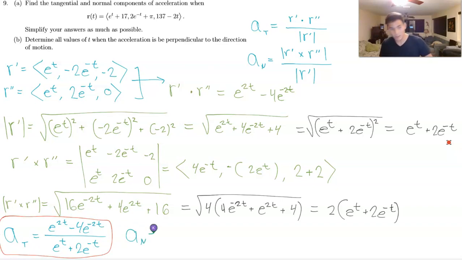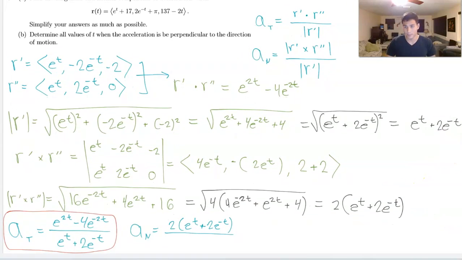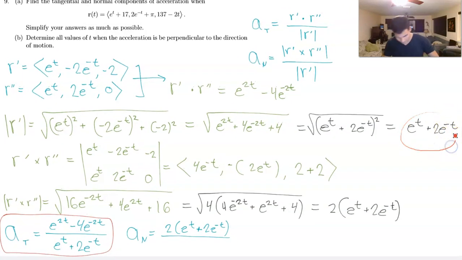Next one, a to the n. Okay, so we got this guy, which is this guy. 2e to the t plus 2e to the negative t. Divided by what? Divided by r prime again. Nope, do not want to do that. Divided by this guy. So e to the t plus 2e to the negative t. And as you can see, these cancel. And then we just get 2. So that's really nice.